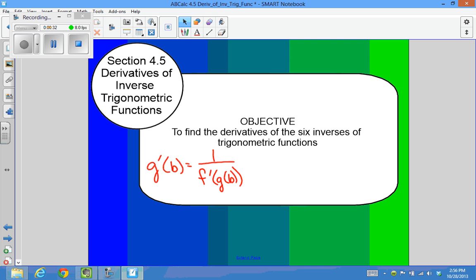We use that formula. But if we're working with inverse trig functions, there's a little bit easier way to look at it than that, but also a little bit more to it in terms of our thought process. So let's see what we can do. Let's figure this out.